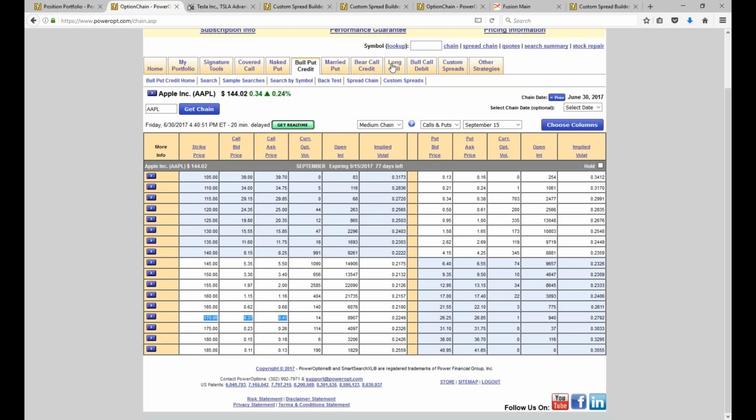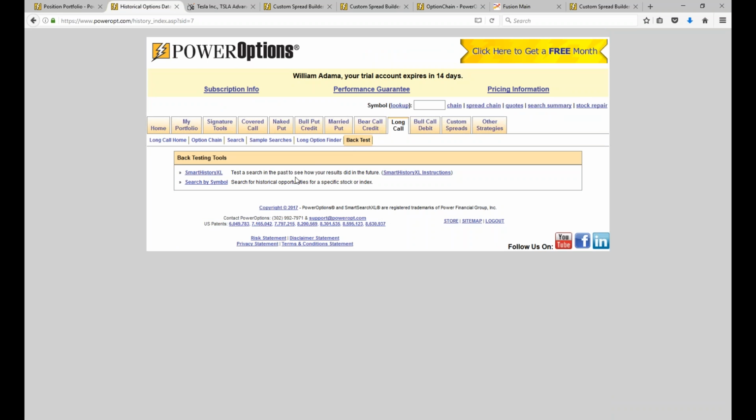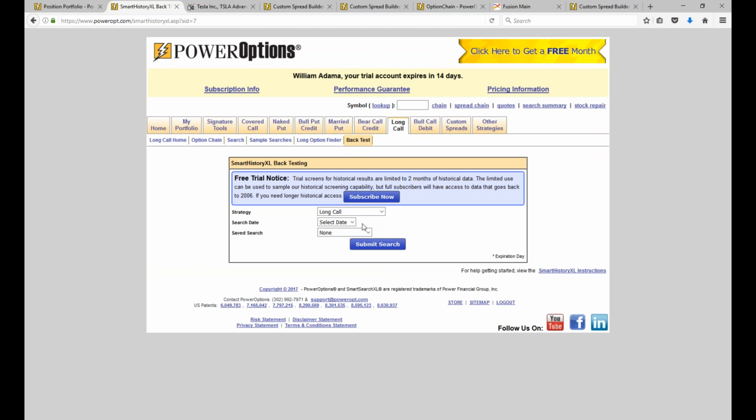Long call. I'm going to go into our backtesting tool here on the trial. Our backtesting data goes back to April 2006, but we're just going to use it here on the trial. It only goes back 3 months. So I'm going to go back to May 3rd. We're going to use our Bollinger Band default screen on PowerOptions, but you can save your own search criteria. I'll use my long calls. All right, so I'll go ahead and submit the search.